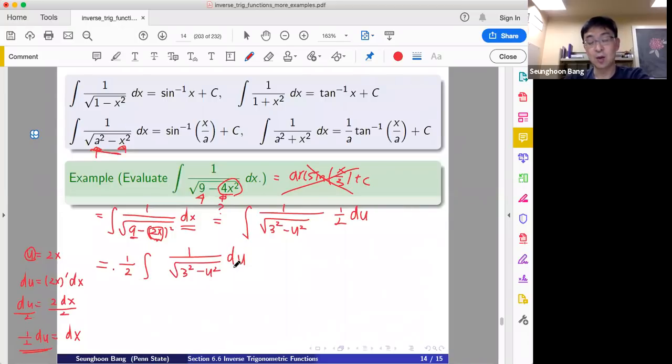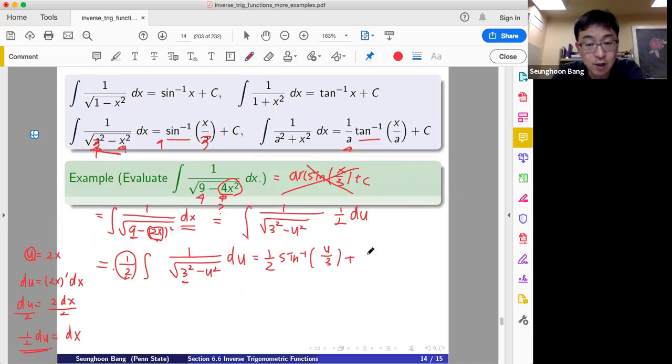Really be careful. What is the difference between inverse sine and inverse tangent? Inverse tangent has 1 over a. What's the coefficient of inverse sine? Just 1. Don't use a. This is key. You have to only keep 1 over 2. Only plug 3 into a. What does it mean? The inverse sine of u over 3 plus c.